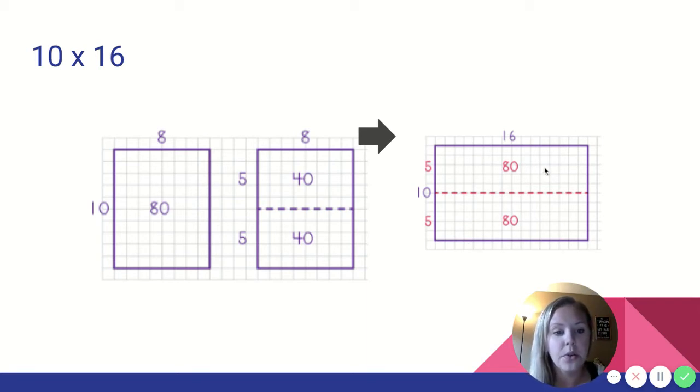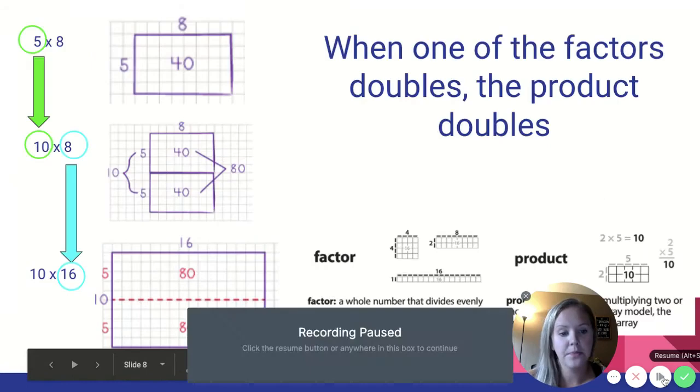So when we split it up like this, we can also see that there's 80 here and 80 here, and this would give us a total of 160. So all I did was double this, right? So it became 10 times 16, and then we doubled 80, so 80 plus 80 equals 160.